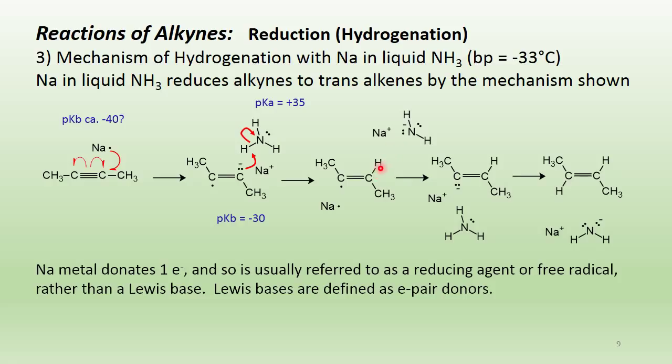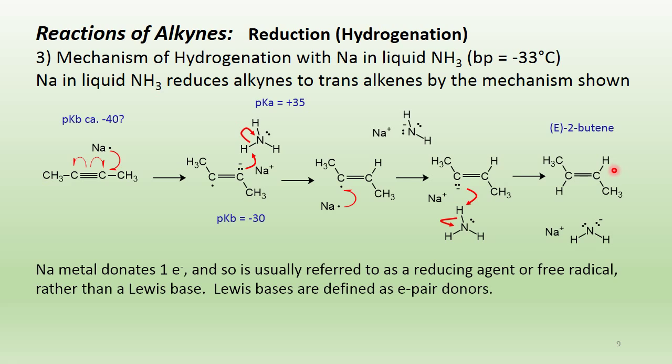And that removes or gets rid of our carbanion, but we still have a free radical on the other end. Now, a second atom of sodium donates another single electron, producing another carbanion, which is strongly basic, which reacts with a second molecule of ammonia, abstracting another proton and producing another molecule of sodium amide, and protonating our alkyne ultimately to a trans alkene. Well, in this case it's trans, it's E-2-butene, but in any case it would be an anti-addition product.